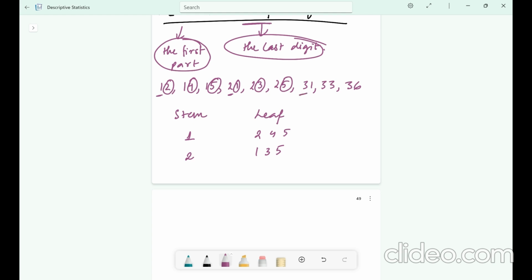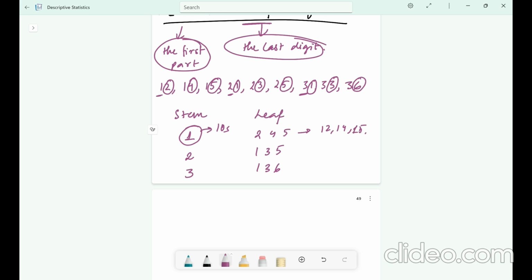And the next is 3, which is the stem. And what are the leaves? 1, 3, 6. Okay? Here, the stem 1 means the tens. We know that. And leaves 2, 4, 5, which means basically 12, 14, and 15. As I've already discussed, right?